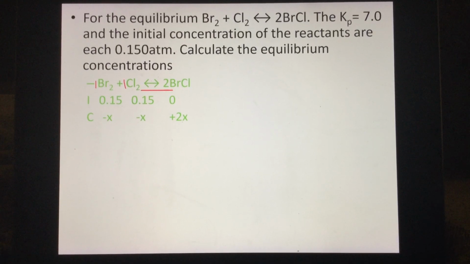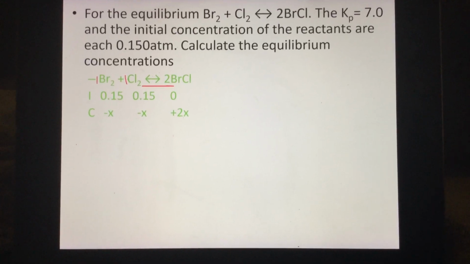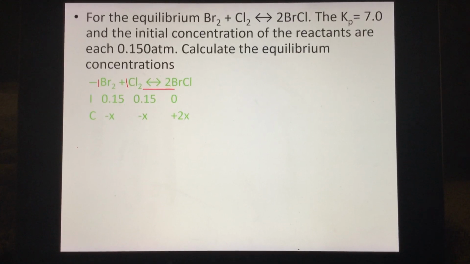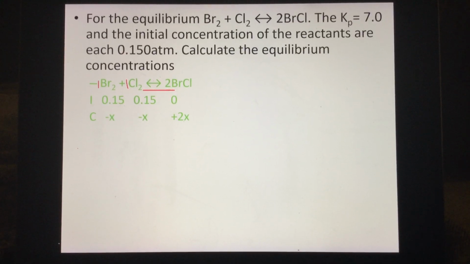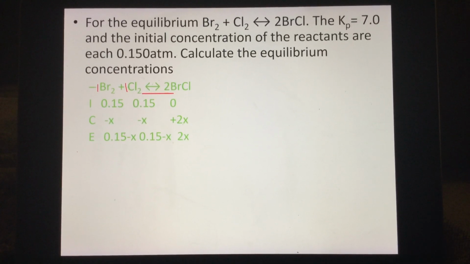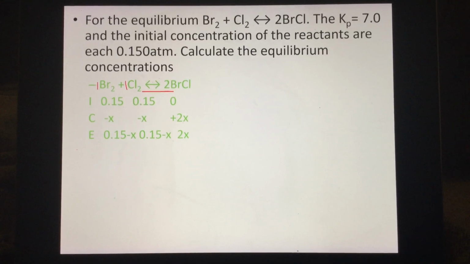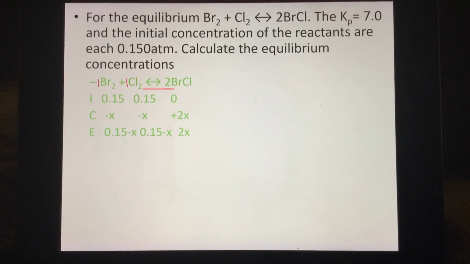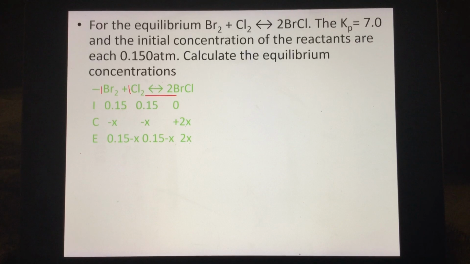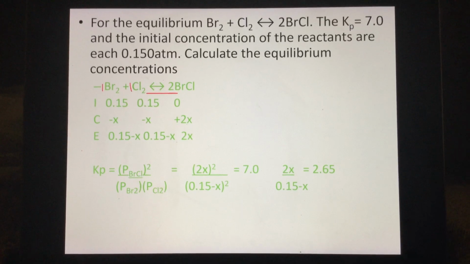So again, we're forming products, so the pressure or concentration of the products is increasing while the pressure or concentration of the reactants is decreasing. And we have this 2x here because of the coefficient 2. So then at equilibrium, for both the bromine and the chlorine, their equilibrium concentrations or pressures are going to be 0.15 minus x, and then the BrCl pressure is going to be 2x. And those are the values we're going to plug in to our equilibrium expression.